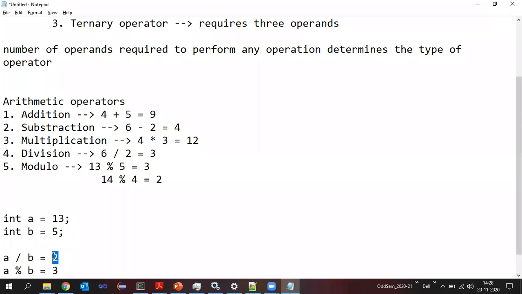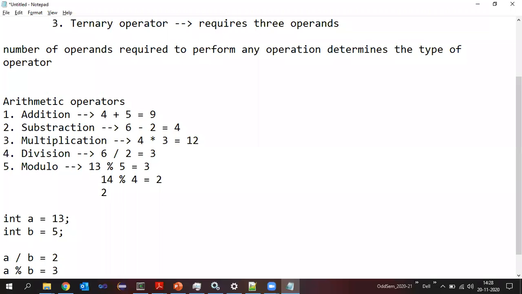This is quotient and this is remainder. When you divide 13 by 5, definitely you get quotient and remainder. Quotient is nothing but the value you get when you perform actual division, and the remainder is whatever you get after division. That is the result you obtain from the modulo operation. Okay.